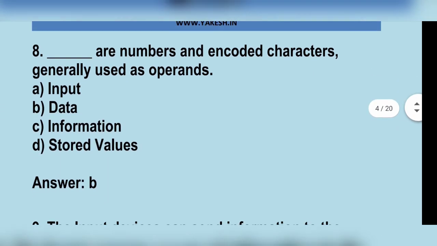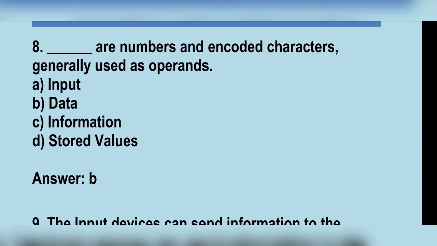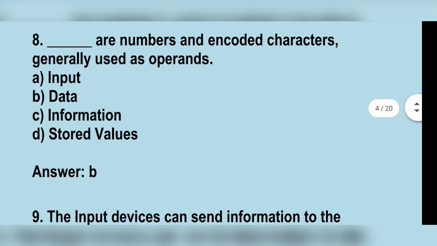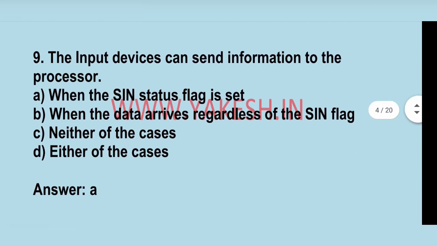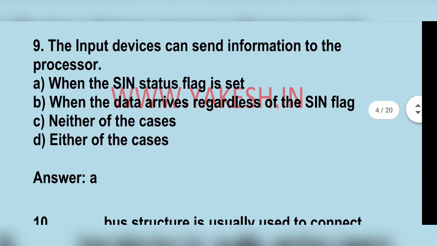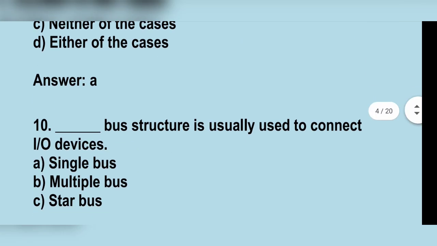Timing signals. Next question. Dash or numbers and encoded characters are generally used as operands. Option B, data or numbers and encoded characters. Option B is the correct answer. The input device can send information to the processor. Option A, when the SIN status flag is set. Option A is the correct answer.